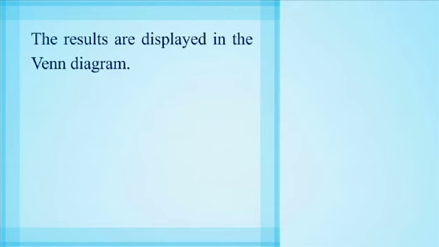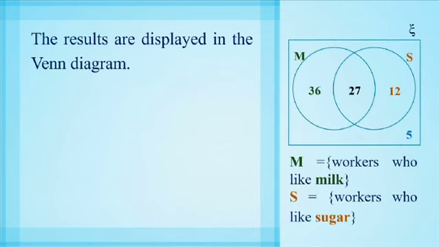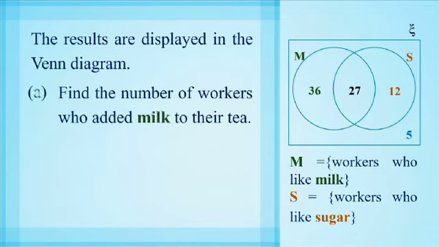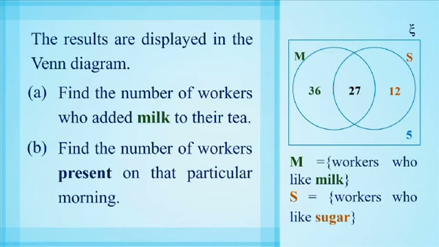Let's write down the information given to us and define the sets. First, the results are displayed in the Venn diagram. The set M represents workers who like milk. The set S represents workers who like sugar. Part A. Find the number of workers who added milk to their tea. Part B. Find the number of workers present on that particular morning.